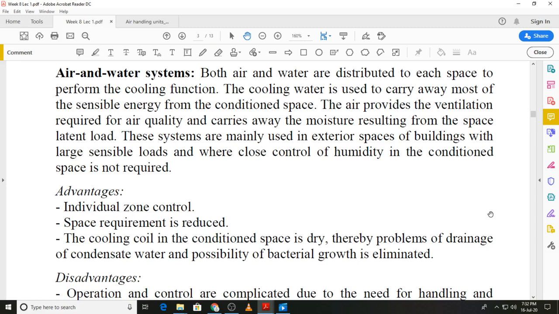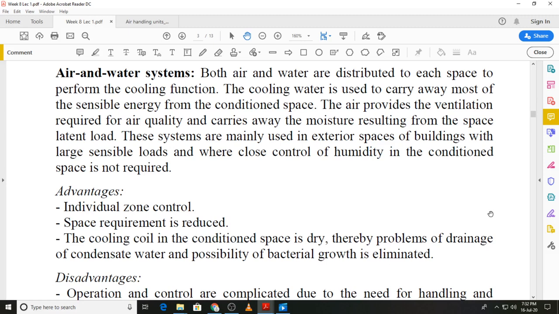And these are systems which work best for what is known as perimeter applications. That means in the exterior spaces of buildings with large sensible loads, and where the control of humidity is not required very closely.